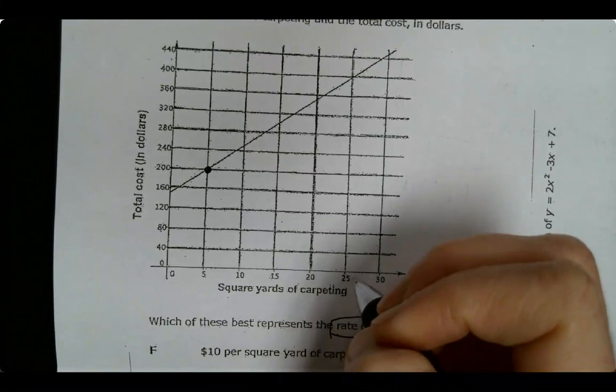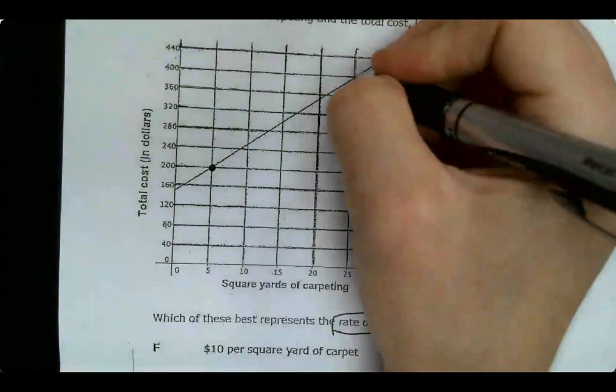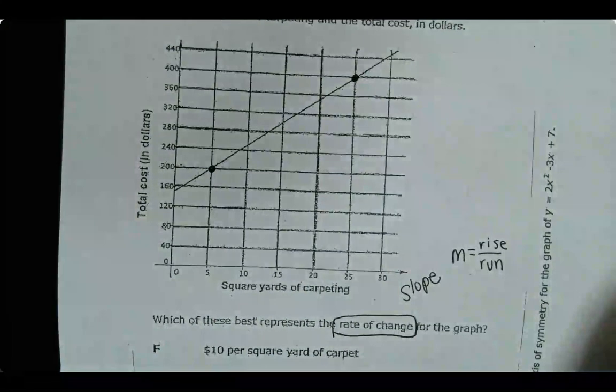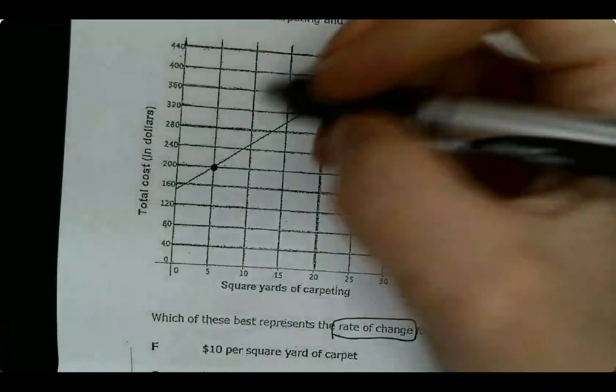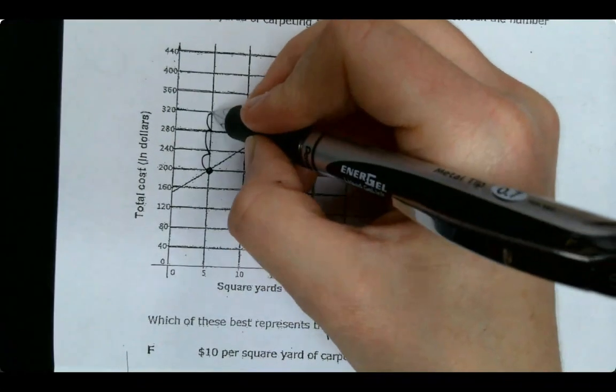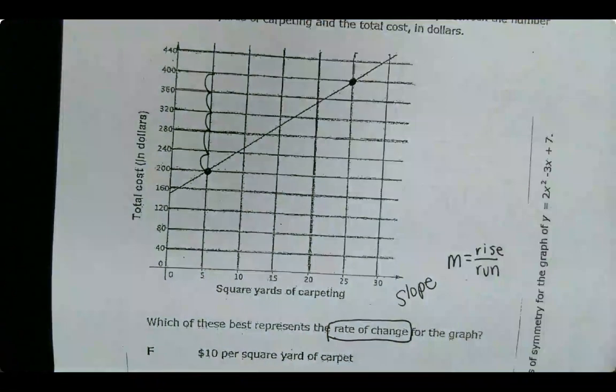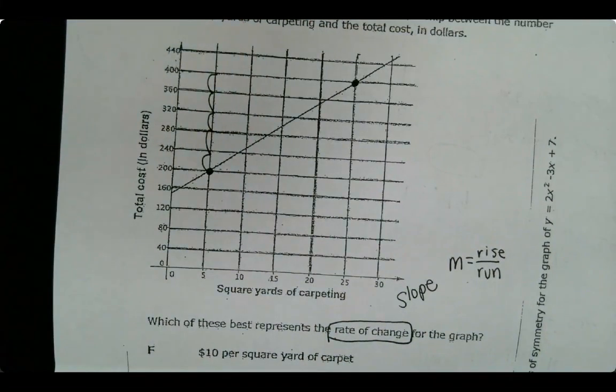And then 25, 400. So we got to find rise over run. So do the jumps, but it's not 5. What is that?